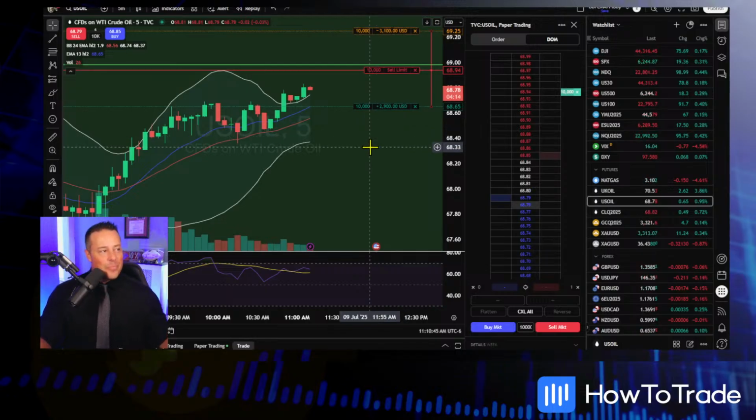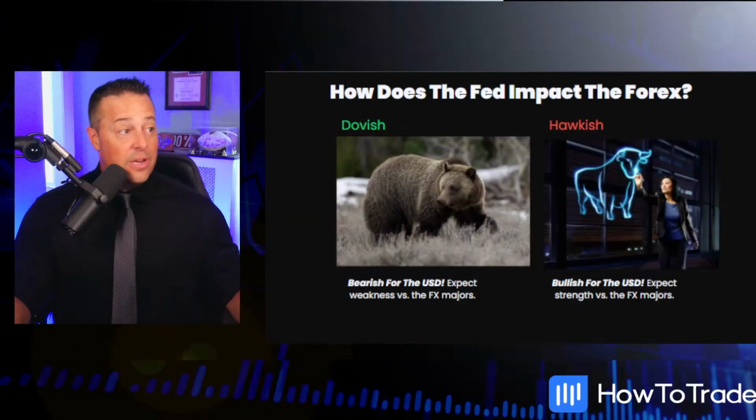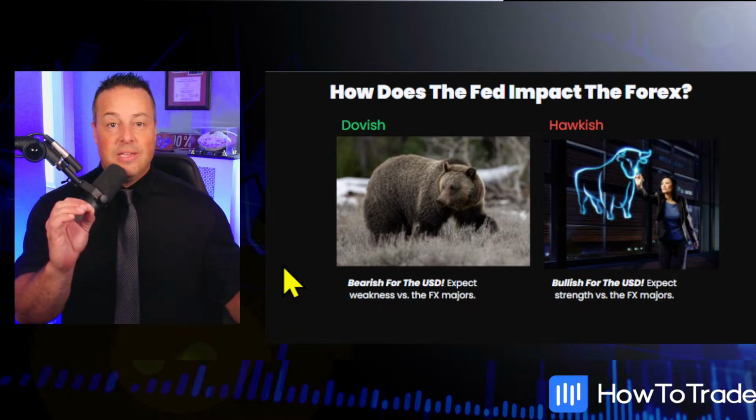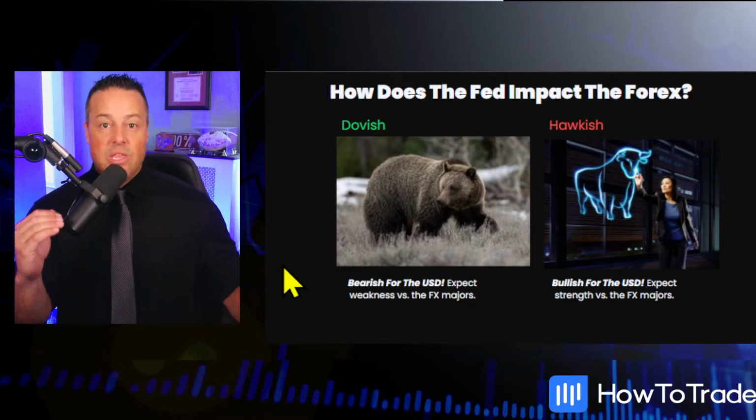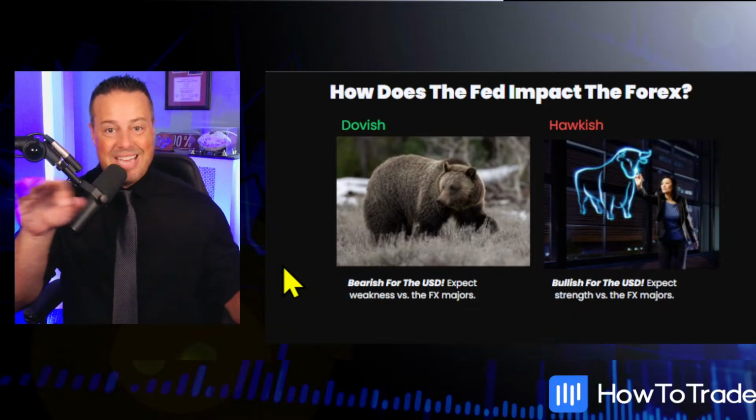All right, guys. Let's get right into the market action. But before we do, this is the only thing we need to know about the FOMC minutes. Then I'm going to break down what it means after we cover our key markets. How does the Fed impact the Forex? If they're dovish, it's bearish for the USD. That means they're thinking about cutting rates, thinking about devaluing the USD to kickstart or sustain economic growth.